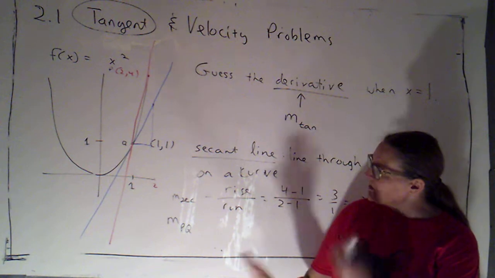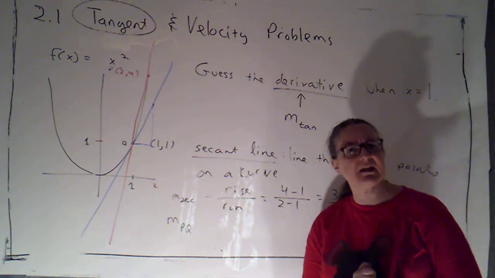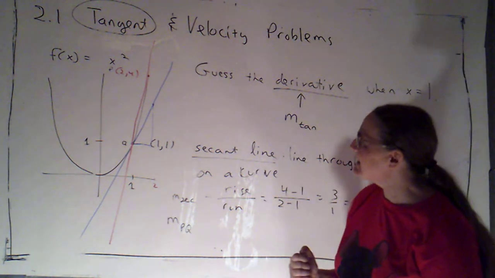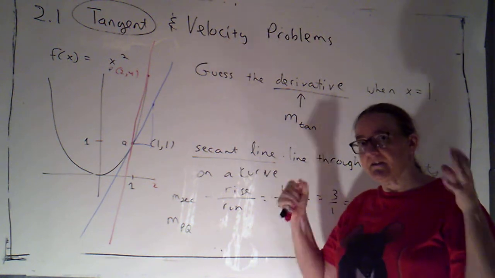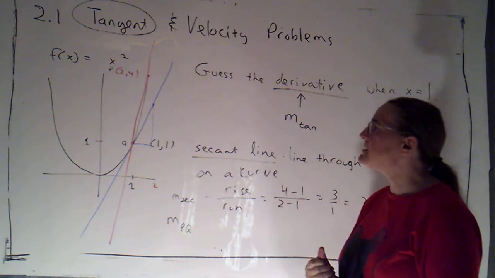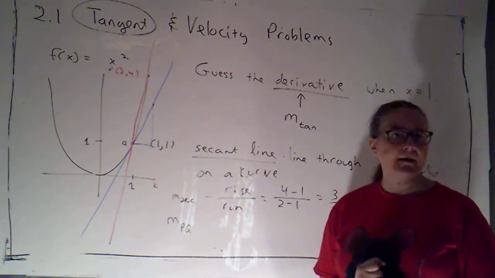I said just by looking at how steep the curve is, I thought it was going to be bigger than 1. Now I can say it's going to be smaller than 3. So I'm thinking the derivative, the slope of the tangent line, is some number between 1 and 3.